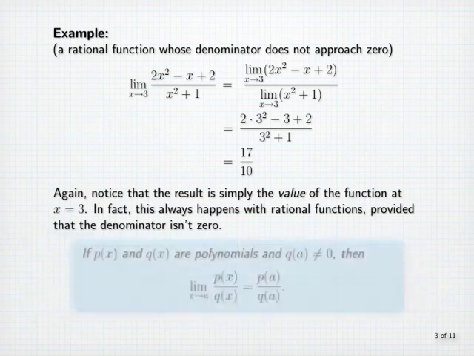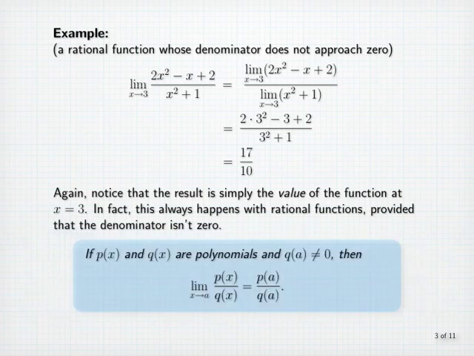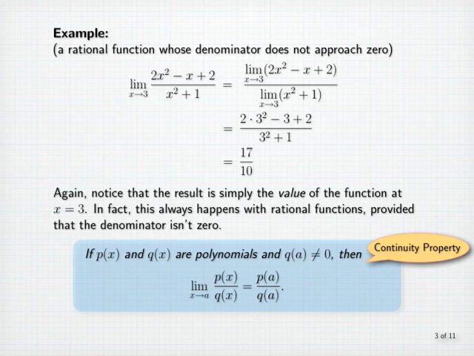If p of x and q of x are polynomials, and q of a is not equal to 0, then the limit as x approaches a of p of x divided by q of x is equal to p of a divided by q of a, which is simply the value of the rational function at x equals a. This is similar to the continuity property that we just saw for polynomials. In fact, it's the same thing, so we have here the continuity property for rational functions as well. Limit equals value wherever the function is defined.